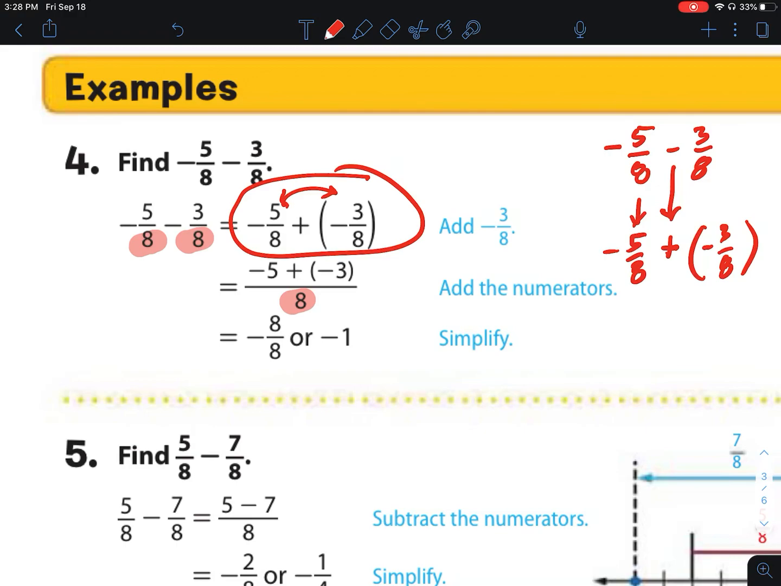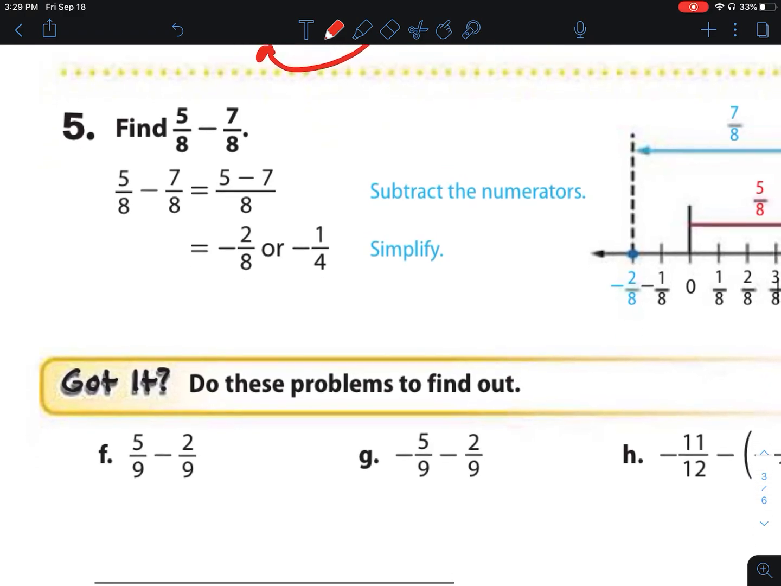We know that negative 5 plus negative 3 is negative 8. So this is negative 8 over 8. Or put the negative in the middle, it's still negative 8 over 8. And we know that negative 8 over 8 is the same as negative 1. Okay? Example number 5: 5/8 minus 7/8.